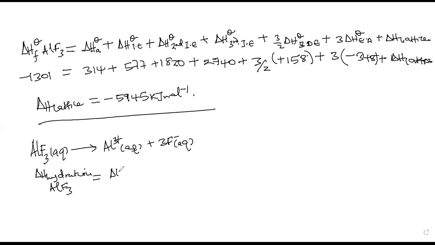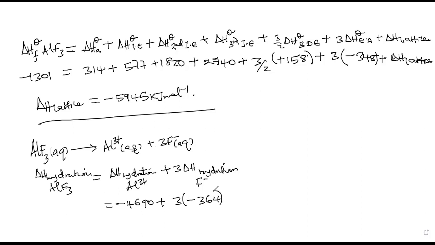enthalpy of hydration of aluminum ion plus 3 times enthalpy of hydration of fluoride ion. So this is going to be, they gave this as -4690. And even if they had given any hydration energy as positive, you have to consider them negative, because hydration of the ions involves evolution of heat. So they must be negative. And this will give you -5782 kilojoules per mole.